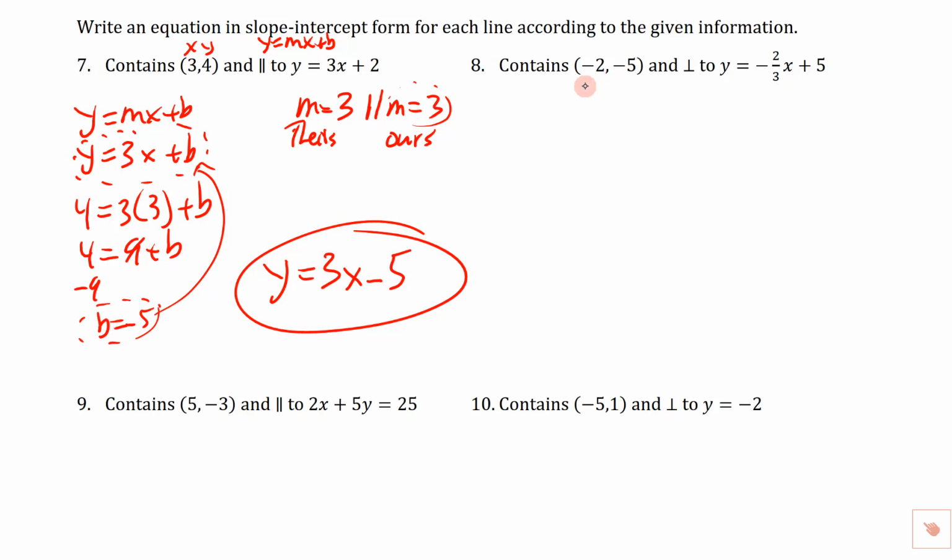This one says we want it to go through the point negative 2 comma negative 5, and it's got to be perpendicular to that line right there. Well, you'll notice again, this is already in slope-intercept form, so this means their slope is 2/3. If we want ours to be perpendicular to theirs, then it needs to be the opposite reciprocal. So that's going to be opposite is going to be positive, and then the reciprocal is going to be 3/2. So we're going to do 3/2 here.